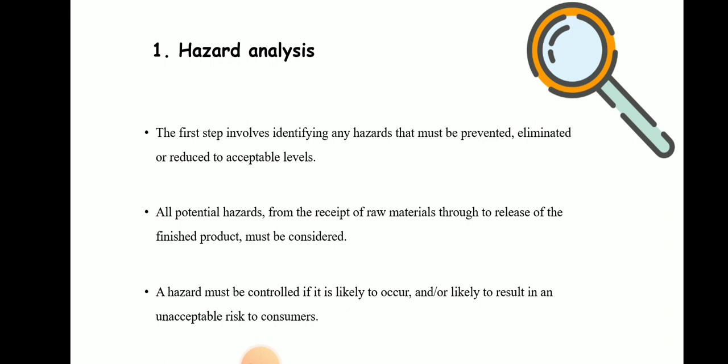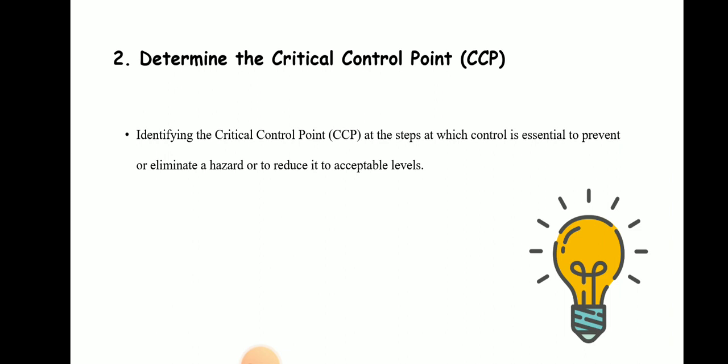Next principle is determining the critical control points. As we have already seen what a critical control point is, it is easy to understand which are the critical control points in the flow diagram of the product. So identifying the critical control points means identifying the steps at which control is essential to prevent or eliminate a hazard or to reduce it to acceptable levels. So we have to determine or identify the critical control points.